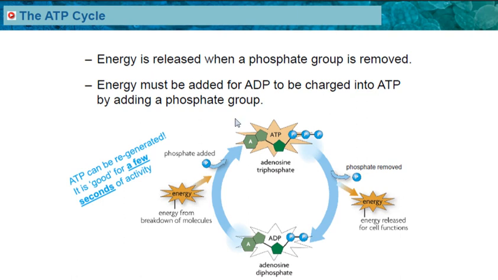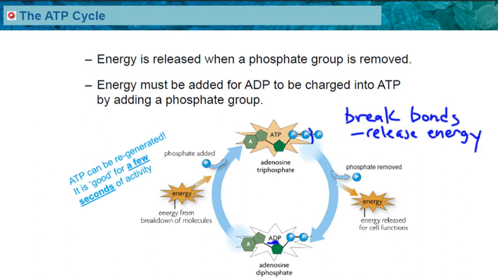So in terms of our ATP cycle, essentially what happens is we are breaking this down. Whenever we do that, it becomes ADP because we only have 2 phosphates. Whenever you break bonds, you release energy. Whenever you build bonds, it costs energy. So we have a cycle here.